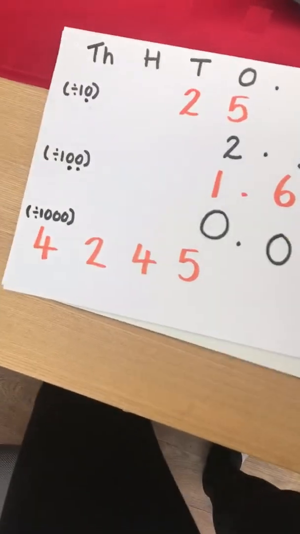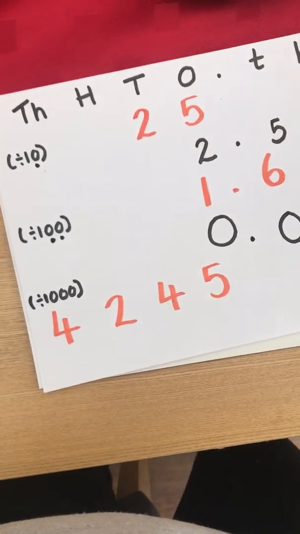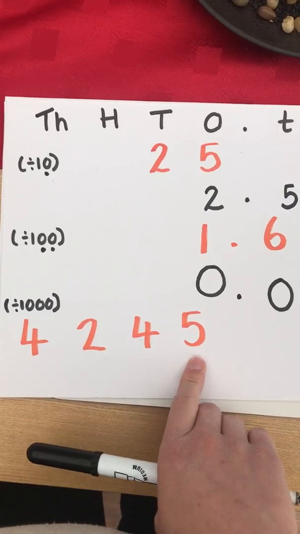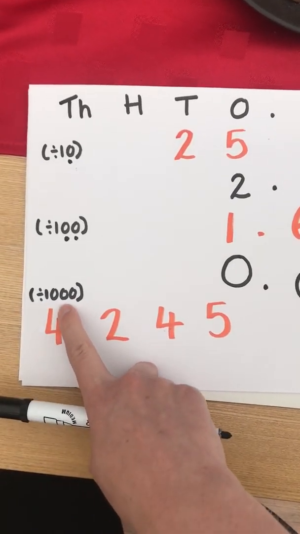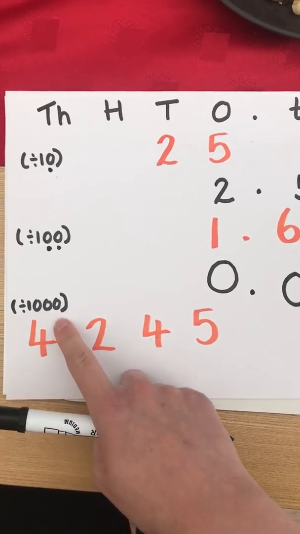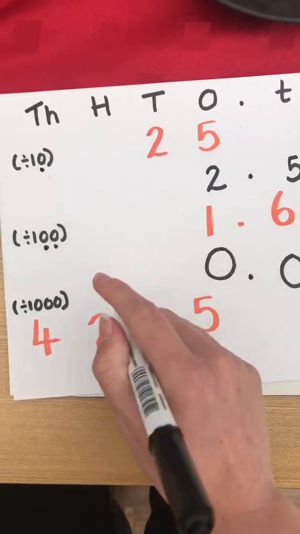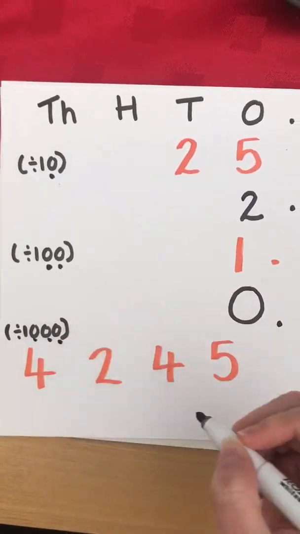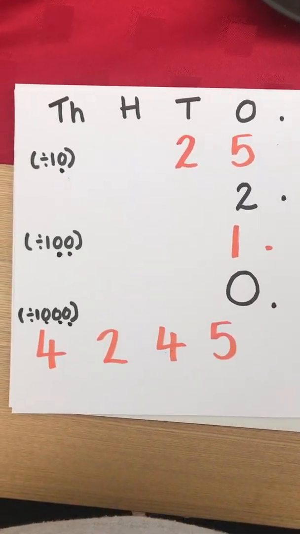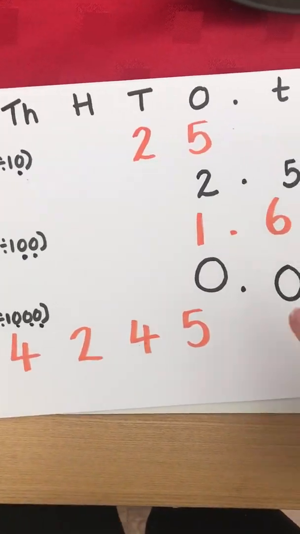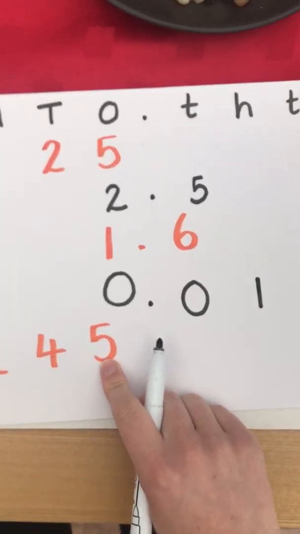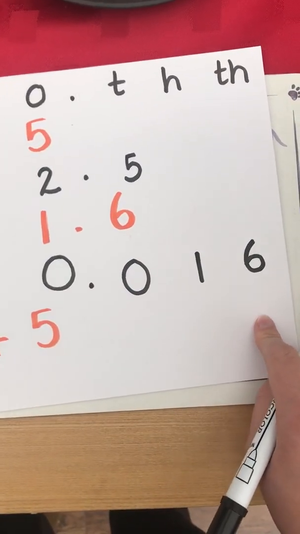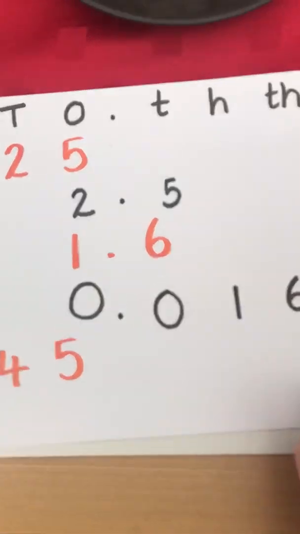The last one, we're going to divide by 1,000. So we've got the number 4,245. This time we're dividing by 1,000. So our number's still getting smaller. We're still going to be moving to the right. However, this time we're going to do it 1, 2, 3 times because there are 3 zeros in the number 1,000. So the 5 is going to jump once, twice, 3 times, and it's going to end up in the thousandths column.